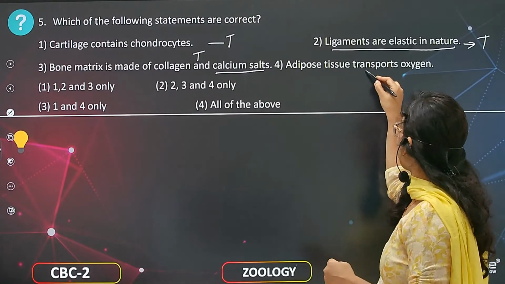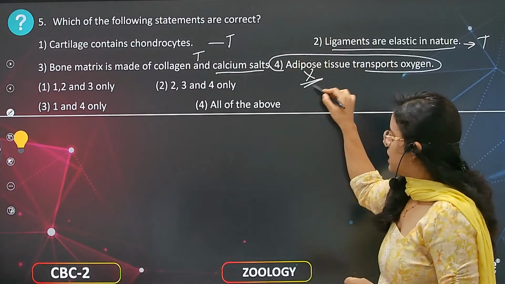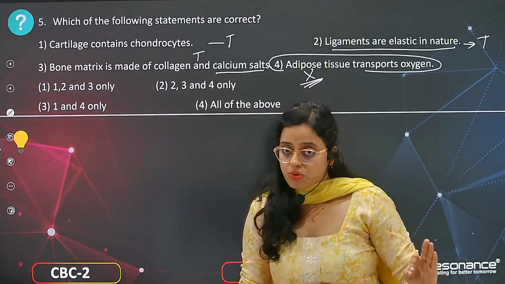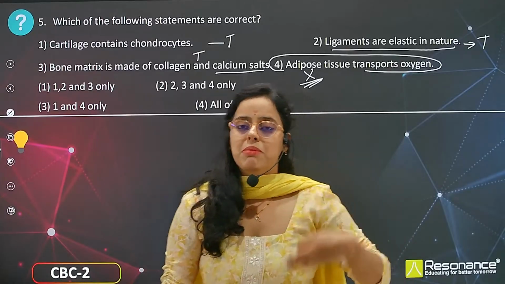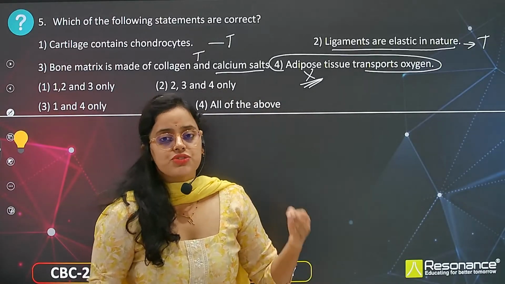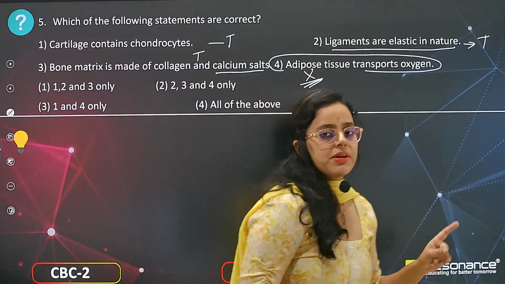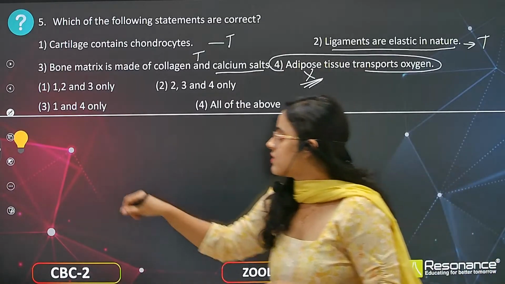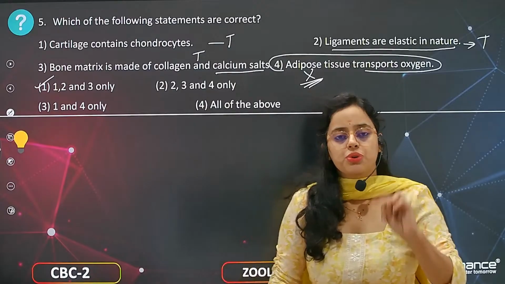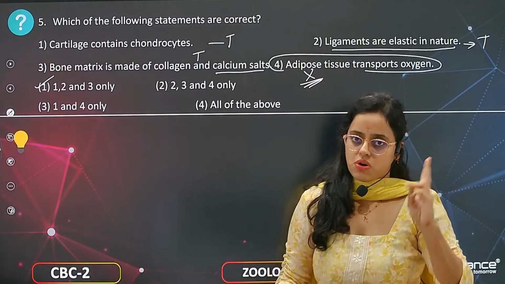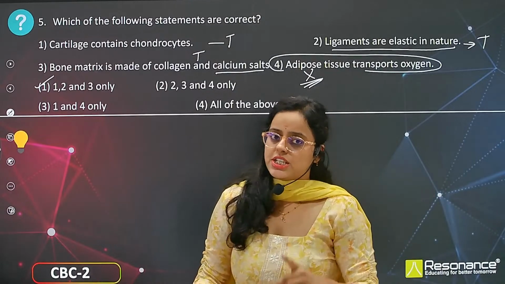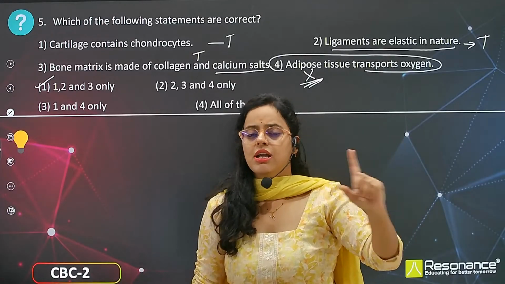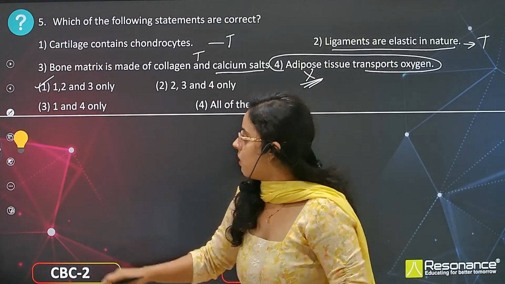And adipose tissue transports oxygen, which is a wrong statement. Adipose tissue doesn't transport oxygen, it stores fat. Who transports oxygen? Blood, RBCs. RBCs are the ones which transport oxygen. So here the fourth statement is false. The first, second and third are correct. So what will be the answer? The very first option: statements 1, 2, 3 are correct, which means cartilage contains chondrocytes, ligaments are elastic in nature, and bone matrix is made up of collagen and calcium salt. All these three statements are correct, but the adipose tissue oxygen transport is wrong.